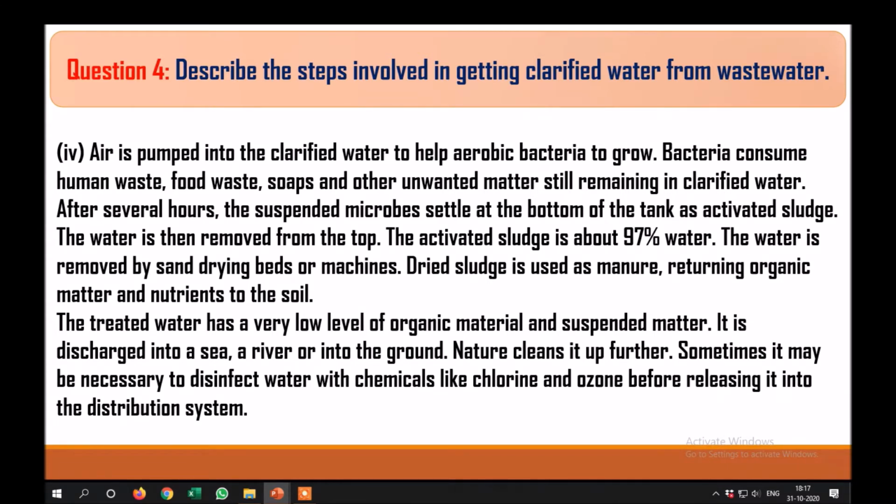Dried sludge is used as a manure, returning organic matter and nutrients to the soil. The treated water has a very low level of organic material and suspended matter. It is discharged into the sea, a river, or into ground. Nature cleans it up further. Sometimes it may be necessary to disinfect water with chemicals like chlorine and ozone before releasing it into the distribution system.